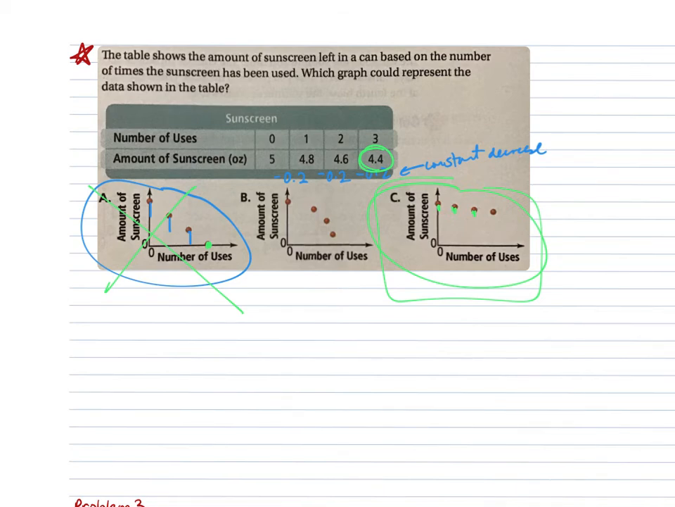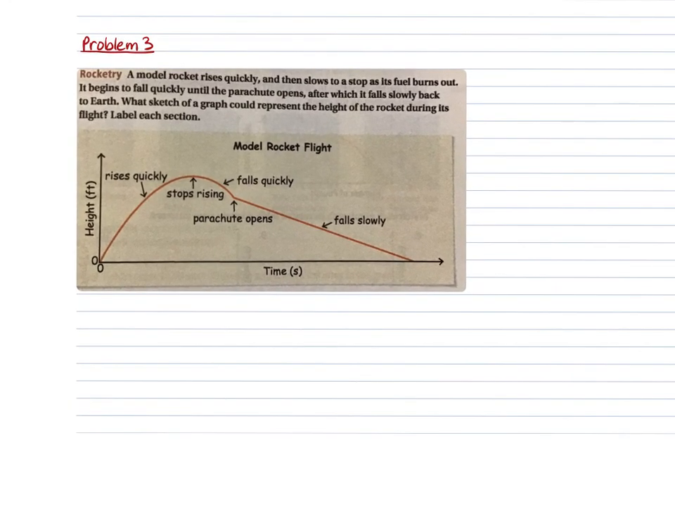Okay, moving on. So here, this is just getting a little bit more involved. This says a rocket model rises quickly, then it slows to a stop. So it's rising quickly, it's slowing to a stop. Right? This is height versus time. Okay, so rising quickly, then it's rising still but slower. It's slowing to a stop as its fuel burns out.